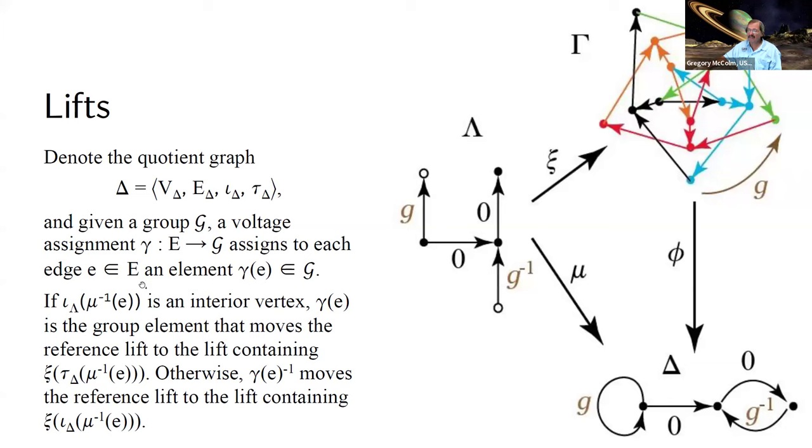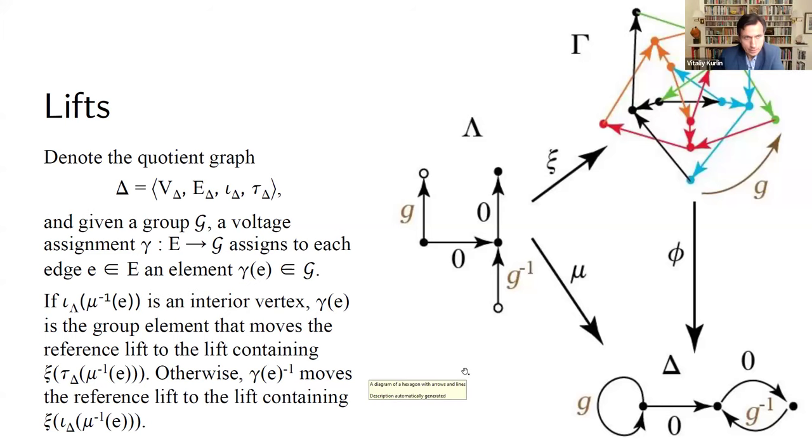And E is an edge. Choose an edge. And gamma of E is the voltage applied to this edge. So if you have this edge in the quotient graph, your gamma of that edge will be this element G. Okay, so capital E is the set of edges.